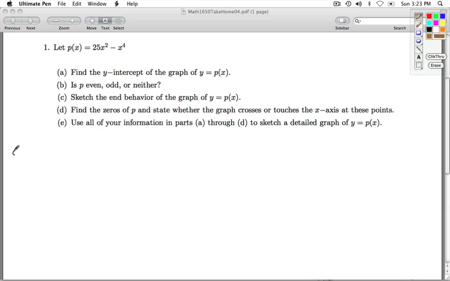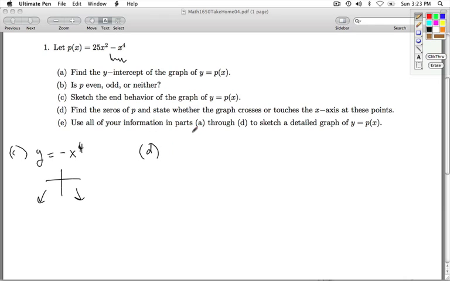Part C, we're asked to sketch the end behavior of this graph. The end behavior is determined by the leading term. That's the term with the highest power of x. So the end behavior is going to look like negative x to the fourth. So we have an even power, but the coefficient here is negative. That means it's going to start over here and end over there.